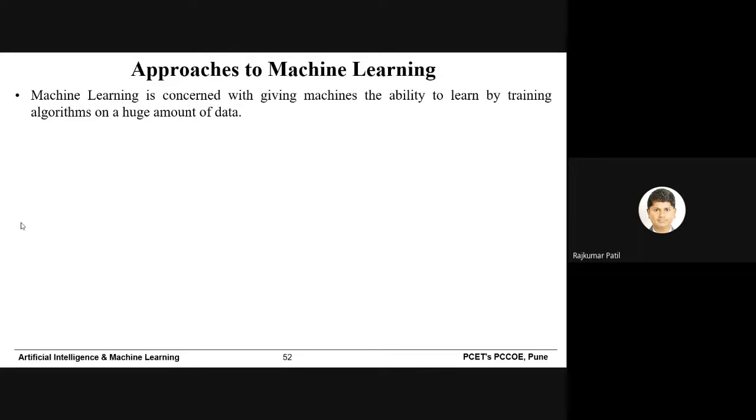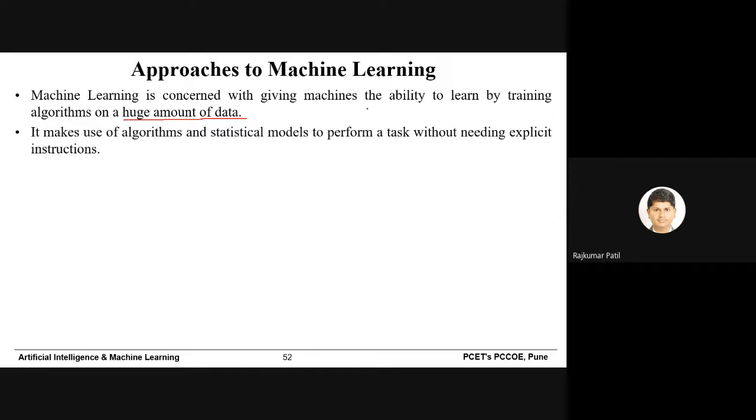So we will start with approaches to machine learning. We already saw the definition of machine learning, where we discussed that we are trying to develop machines or computer programs such that they will learn from the data, and based on that learning they will take their decisions. And generally when we talk about machine learning, we need a sufficient amount of data so that the machine learning model will be trained on a huge amount of data, so that whatever prediction it makes will be accurate.